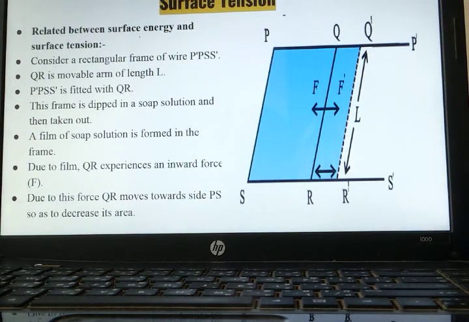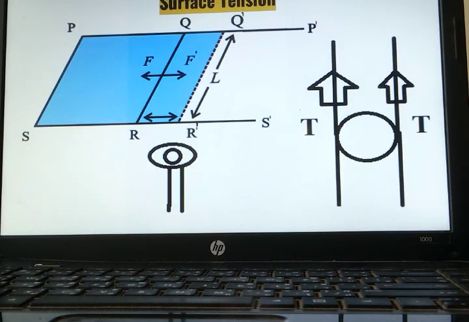Now we will see the relation between surface energy and surface tension. Take for example PQRS. This is a rectangular frame, and QR is a movable arm. It can be moved on this side as well as this side. Now I am dipping this into a soap film and taking it outside. Due to surface tension, what will happen? It will try to reduce its surface area. So this movable arm will move towards PS, moving inwards due to force F.